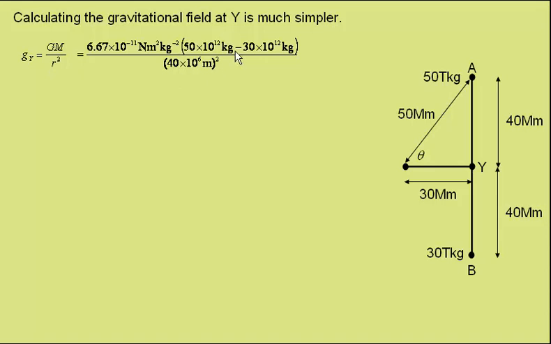This is the mass of A minus the mass of B. This is the separation of Y from A and also from B. This gives a value of 8.3 times 10 to the minus 13 newtons per kilogram. As A is a larger mass than B, the field will be upwards.